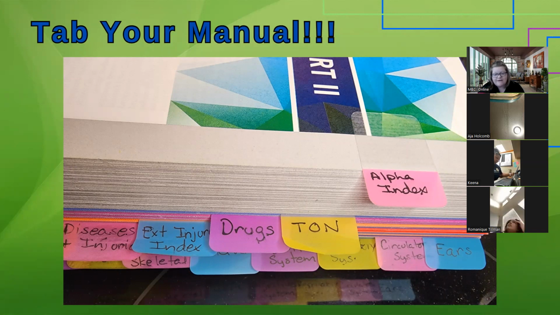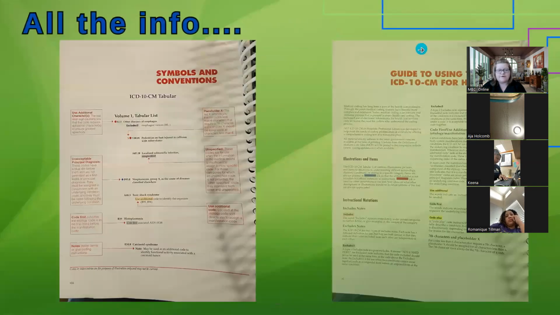If y'all do not have any tabbies, I call them tabbies, you can get them from anywhere that sells office supplies. I think the Dollar Tree even has some. I have a link to Amazon where they're like $4 on the coding workshop page in e-learning on the My Unitech site. So tab the manual. That's a very, very important time saver.